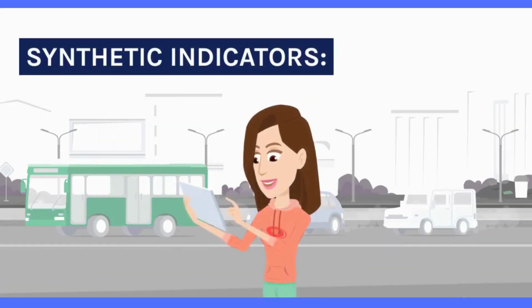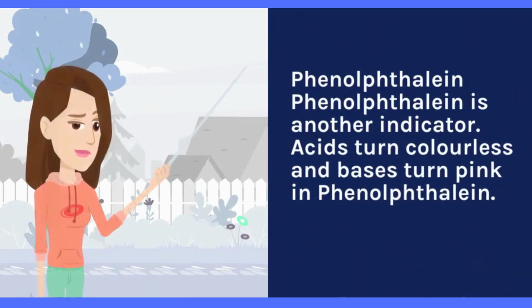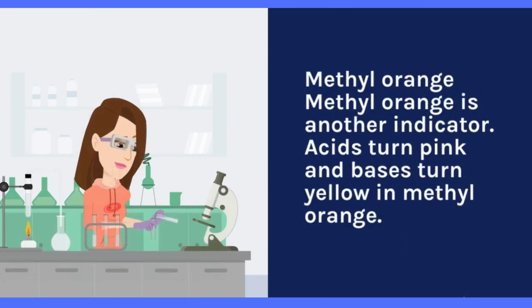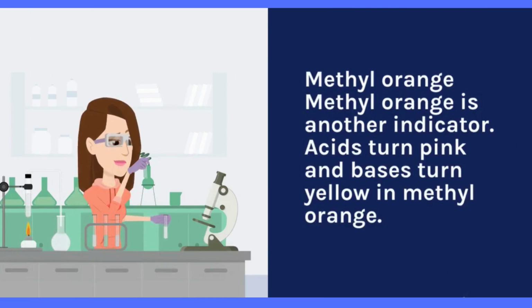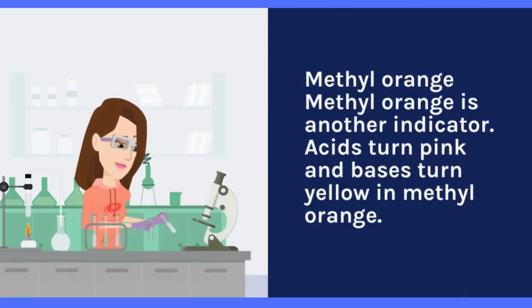Synthetic indicators. Phenolphthalein is another indicator. Acids turn colorless and bases turn pink in phenolphthalein. Methyl orange is another indicator. Acids turn pink and bases turn yellow in methyl orange.